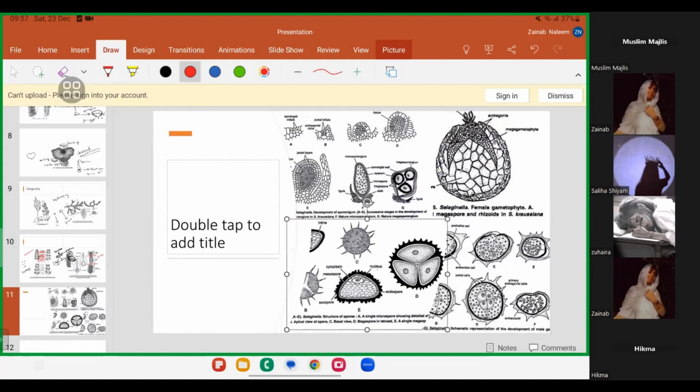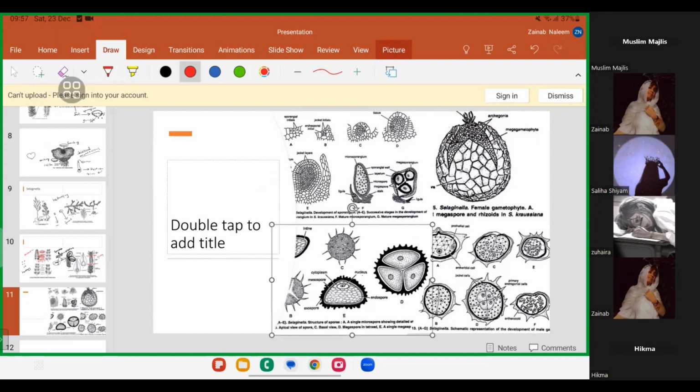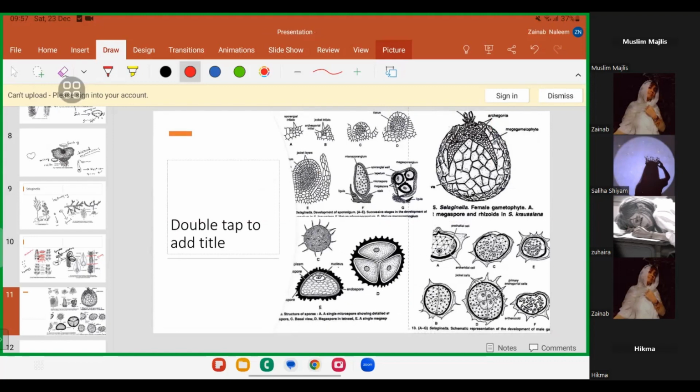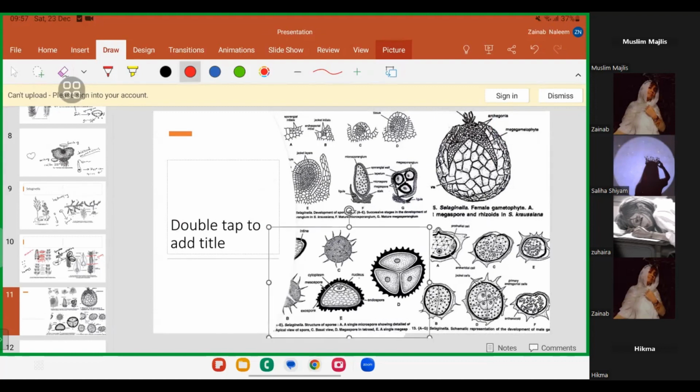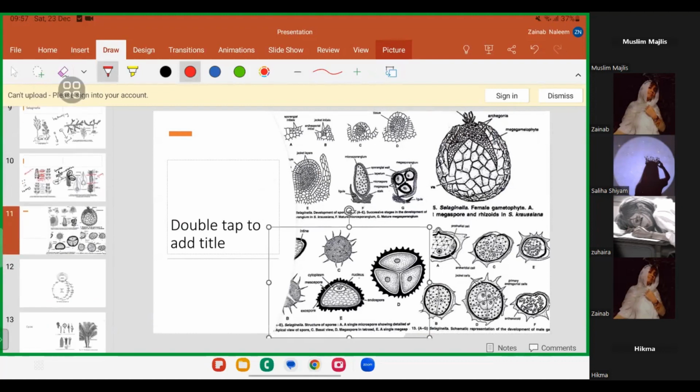Microspore. This is the microspore. This is the male part. I don't know whether I have a good picture. Okay, I'll just brief you here.